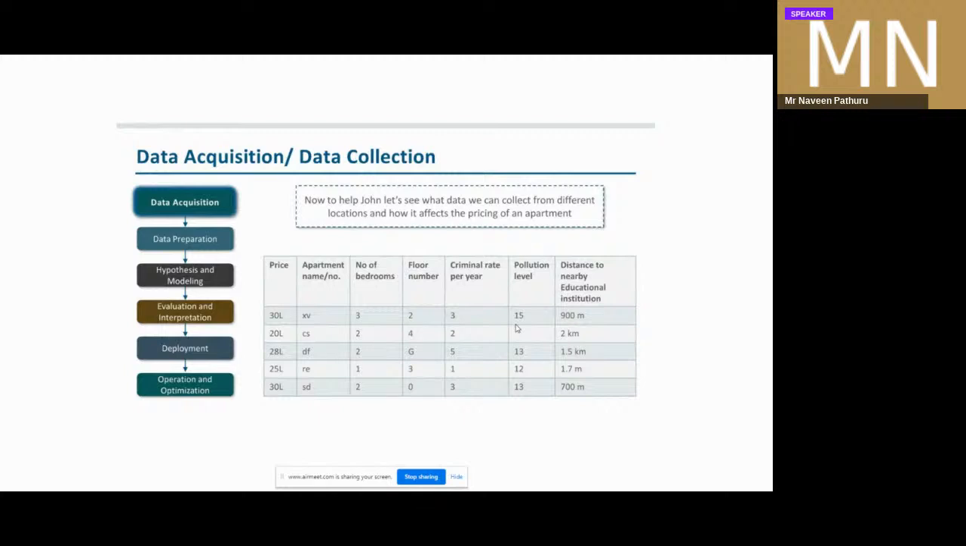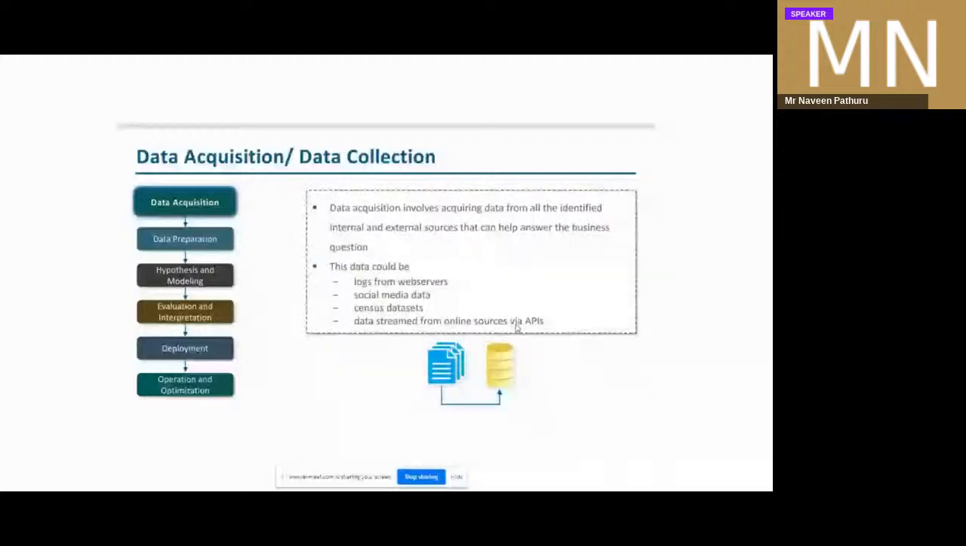Imagine these are some of the variables for which we have collected the data. 30 lakhs, here is the apartment number, the size of it, the number of bedrooms, the floor number, second floor. The crime rate per year is 3, the pollution level is 15. We missed that: the price of an apartment will also depend on the pollution level, guys. If the pollution in the area is more, I don't think we would be interested in buying, or it would not be preferred. And distance to education, we have talked about it. So that is the first step, data acquisition.